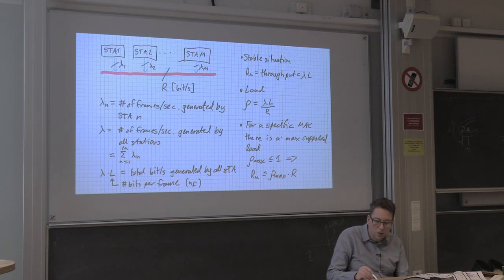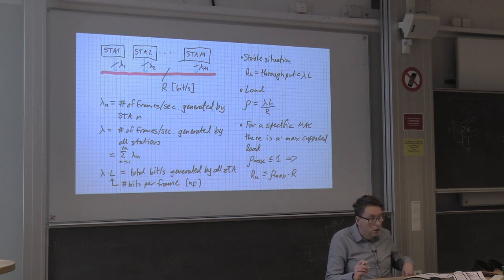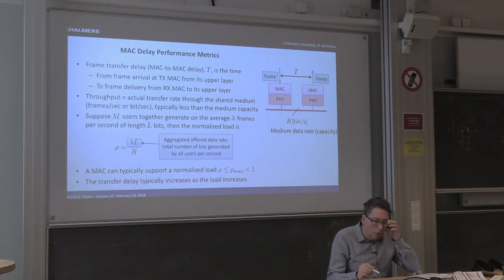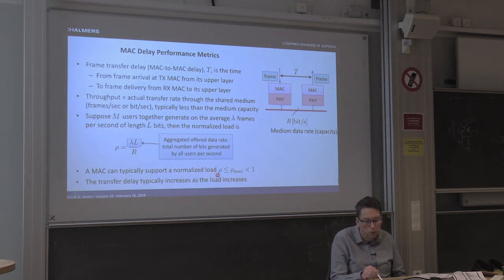Obviously, given a fixed R, we would like rho max to be as high as possible, such that the throughput, which is the useful data that goes through the cable or whatever medium we have, is as large as possible. So going back to this slide, we see that the medium access control can support a normalized load, or load for short, which is less than rho max, which is less than 1, typically.